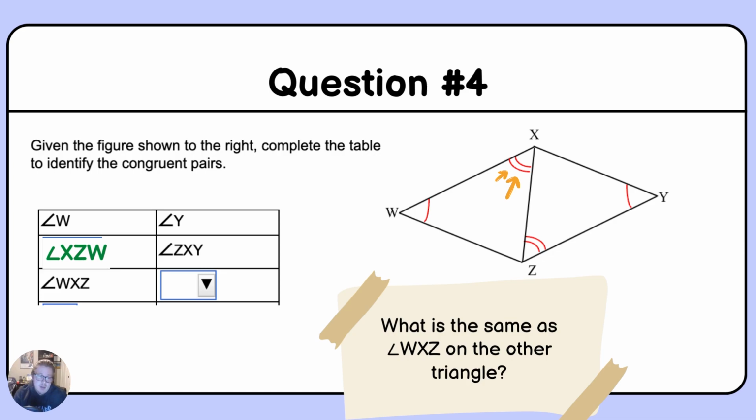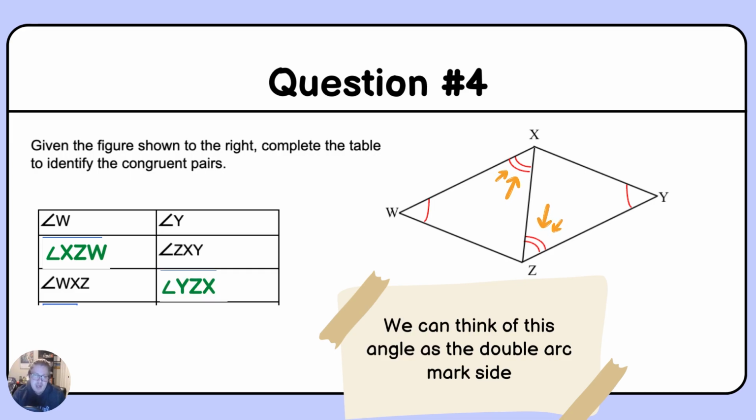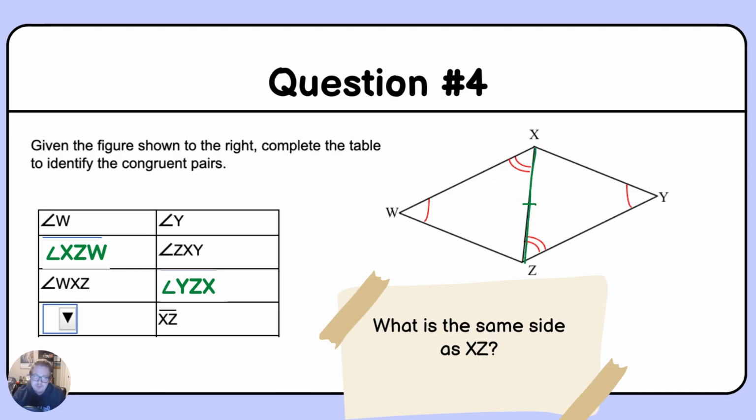So now what's the same as WXZ? You can see WXZ is that double arc mark side. So what I need is the double arc mark on the other triangle, and that's YZX. So think about it. It's the double arc mark side, so I need the double arc mark on the other side. And really, this is all about naming angles. You got to be able to do that.